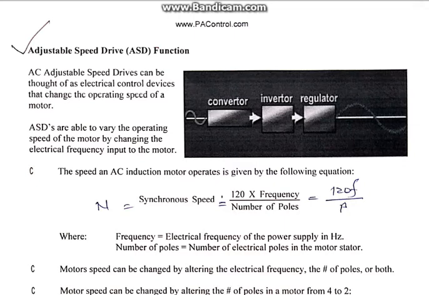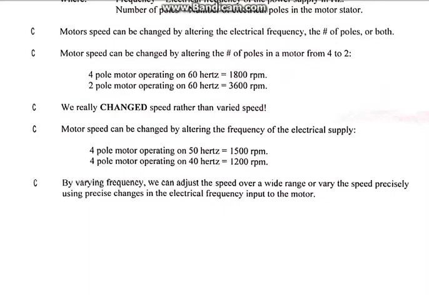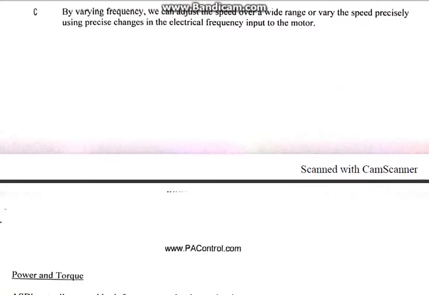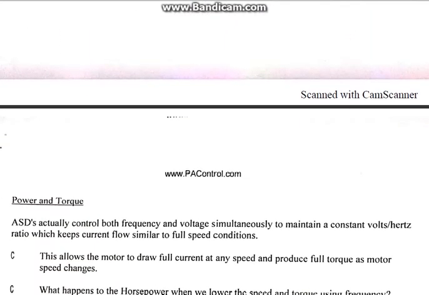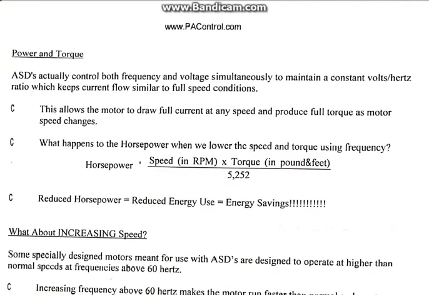Speed above normal speed can be achieved in this type of drive, that is above 60 Hz or above 50 Hz. If you increase the frequency, you can increase the speed of the AC drive above the normal speed. So when the speed is changed, what effect is observed on the torque, that you can see over here. That is the power torque relationship. The effect is observed on the horsepower.